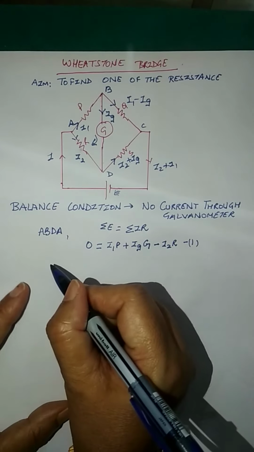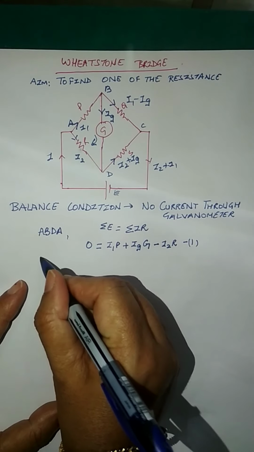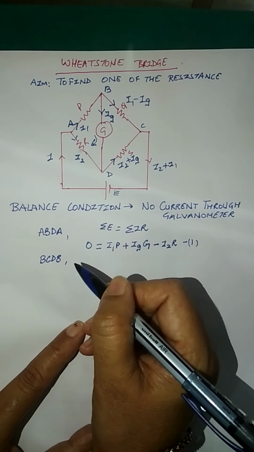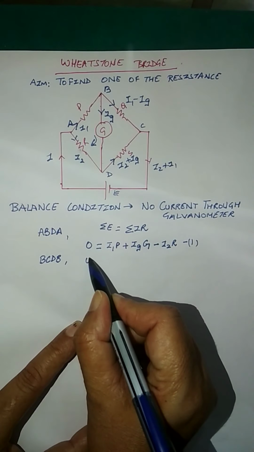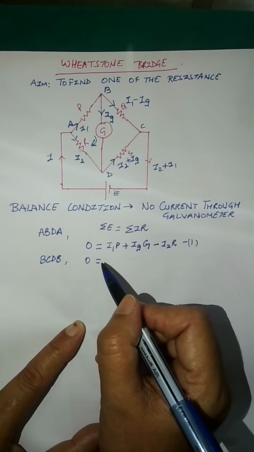Now let's apply the Kirchhoff's loop rule to BCDB. Okay, so BCDB, let's apply. Again, there is no cell or a battery in this loop, as you can see. So my EMF will be equal to 0. Now I am going into the arm BC. I am going in the direction of the current.